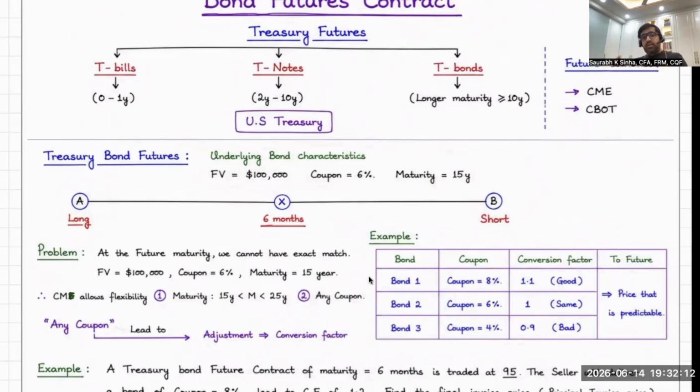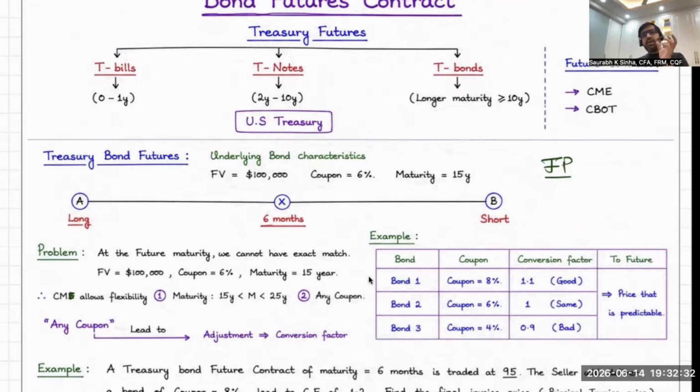So in this future contract, A and B are buying or selling a specific treasury bond which has a maturity of 15 year, coupon 6%, face value 100,000. Say the maturity of the contract is 6 months. On the maturity of the contract after 6 months, A will buy this underlying asset from B at a predetermined price that is called the future price.